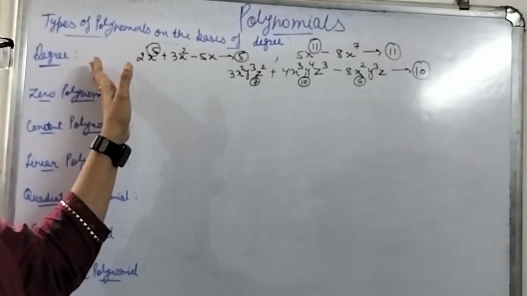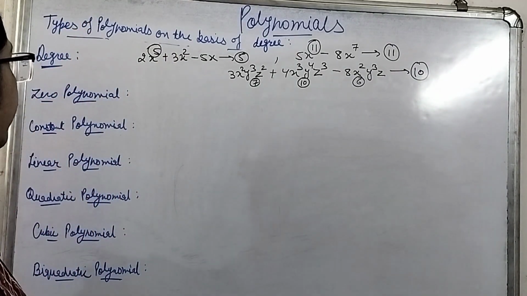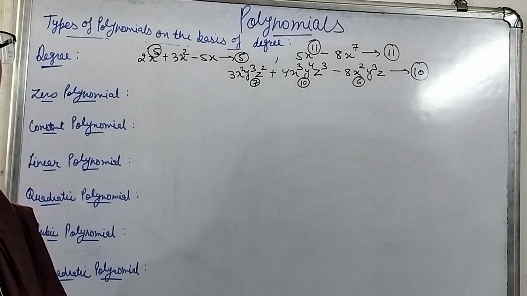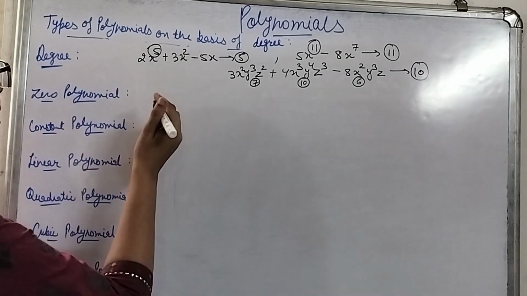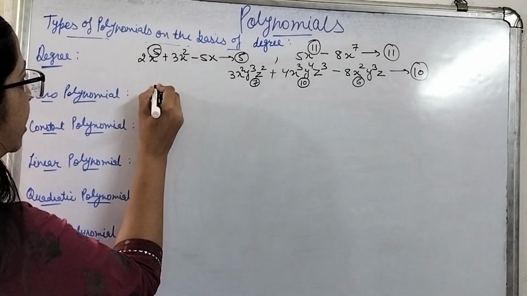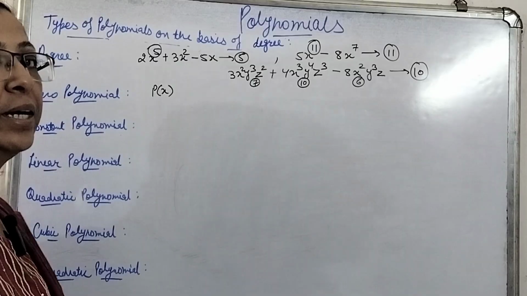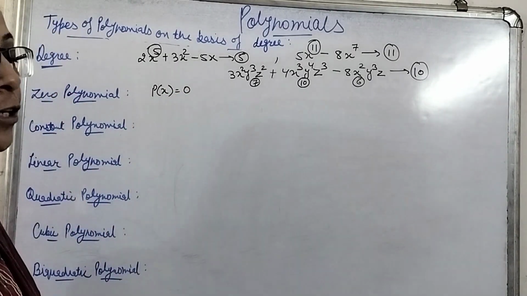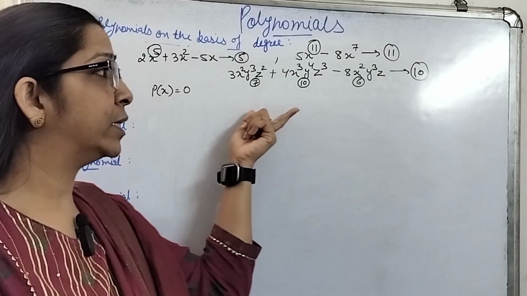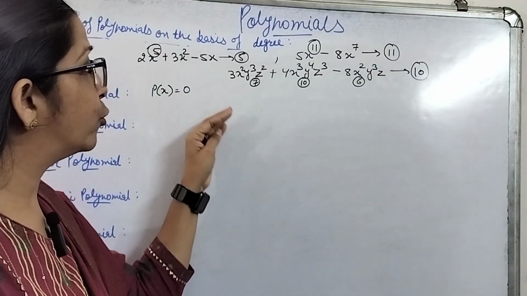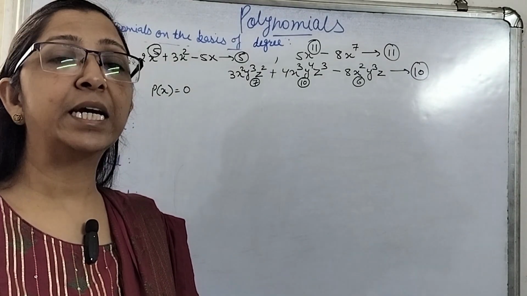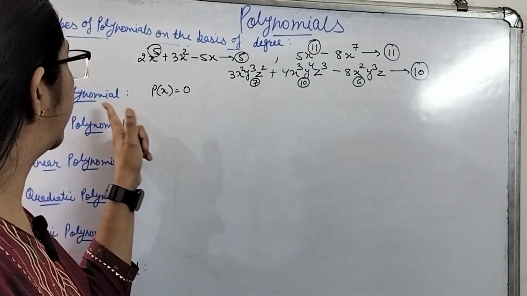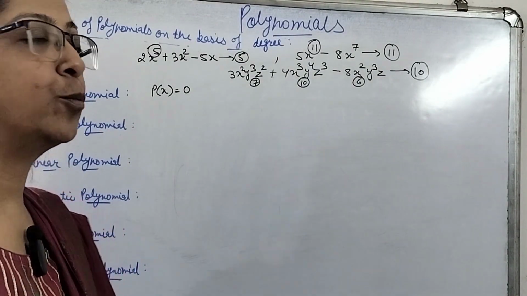Now, on the basis of degree, how can we bifurcate the polynomials? First is the zero polynomial. If a polynomial is in terms of x, then it is written as p(x). So p(x) = 0 is the zero polynomial. That means whatsoever the number of terms, if the coefficient of all the terms is 0, then such polynomials are known as zero polynomials.